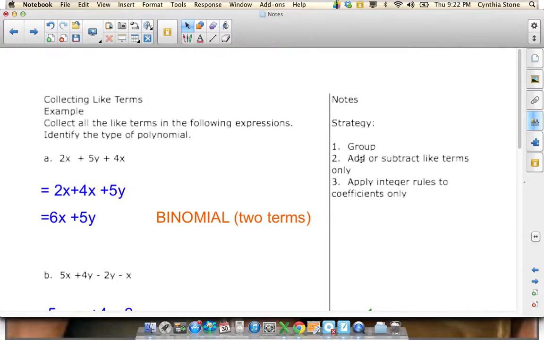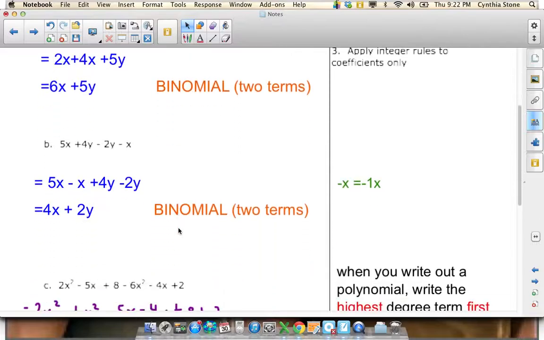Okay, so you group and then you can add or subtract like terms only, and you add or subtract just the coefficient, the number that's in front of it. Okay, so 6x plus 5y, because you have 2x plus 4x. You add the numbers, 2 plus 4 gives me the 6, and the 5 I can't do anything with. Okay, so this is a binomial. You say, no, Miss Donna, it's a trinomial. But because you can simplify it further, it's really a binomial. Okay, let's look at another example.